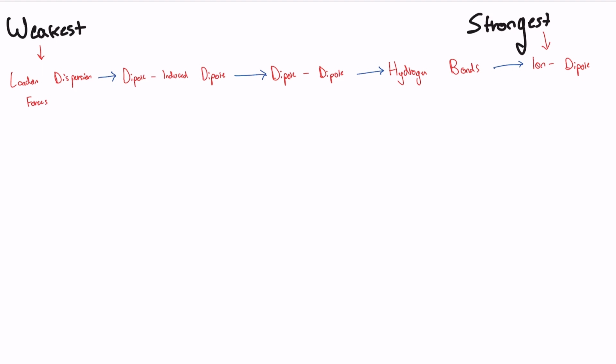I know that those 5 intermolecular forces were a ton of information to take in at once, so let me again write these down in order from weakest to strongest. So just to repeat, London dispersion forces are our weakest, followed by dipole-induced dipole, dipole-dipole, hydrogen bonds, and then ending with ion-dipole interactions being our strongest.